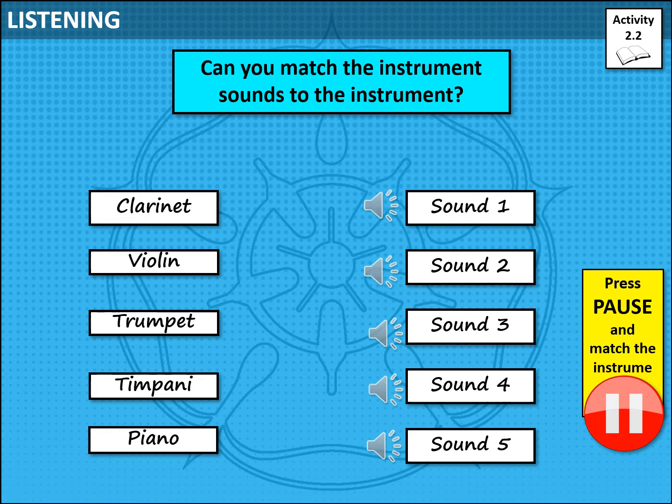Okay, let's move on to some answers. So the clarinet was in fact sound number 5. The violin, string instrument, was sound number 4. The trumpet, our highest brass instrument, was sound number 2. Timpani, my favourite, sound 3. And the piano was sound 1. Well done if you got all those correct. Please make sure to mark them as you are going through.